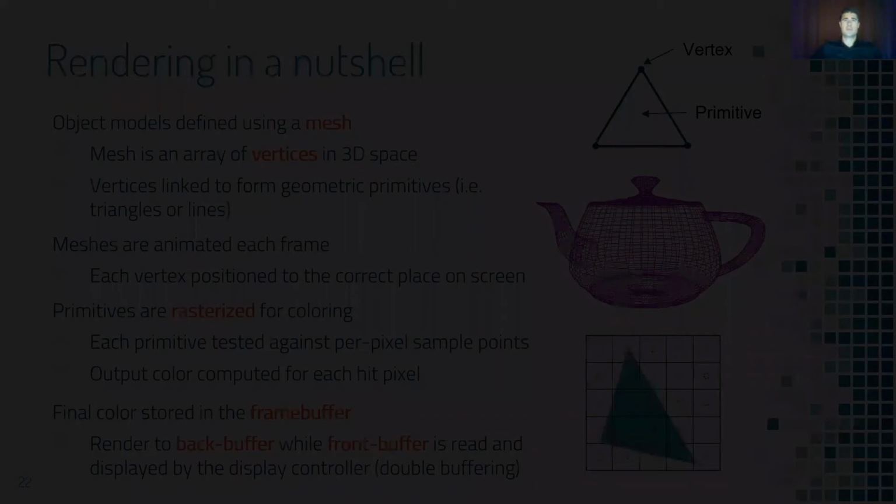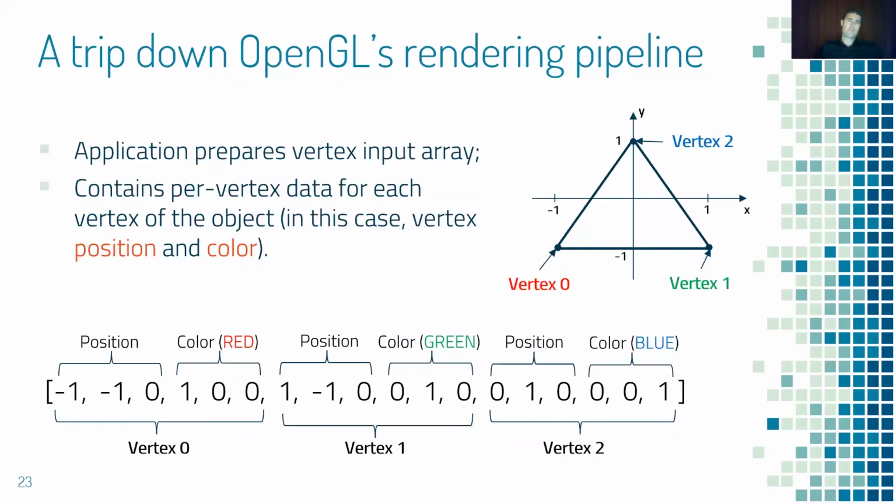Okay, so let's go into more detail on the rendering pipeline. It starts on the CPU. The application will provide a vertex input array, which contains per-vertex data for each vertex of the object. In this example, it's only the position and color of the vertex. At the bottom of the slide, you can see how this data might look. We have vertex 0, its position and color, which is red, then vertex 1 and vertex 2. And this, along with the drawing commands, is sent to the GPU for rendering.